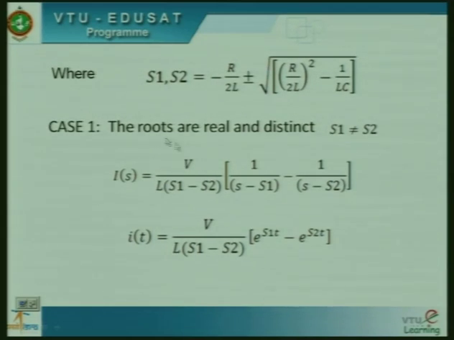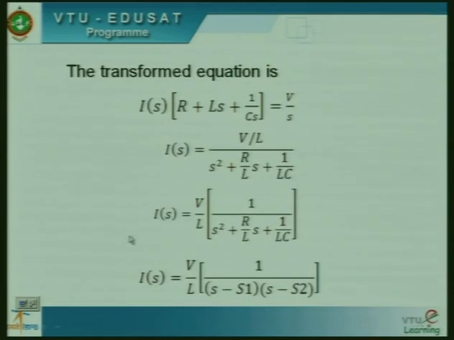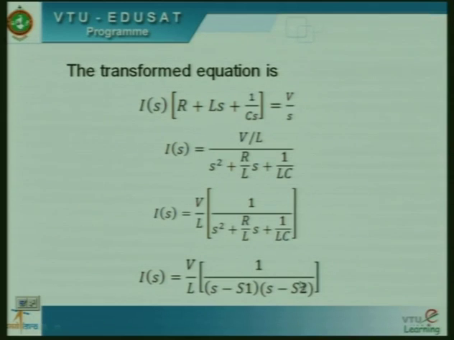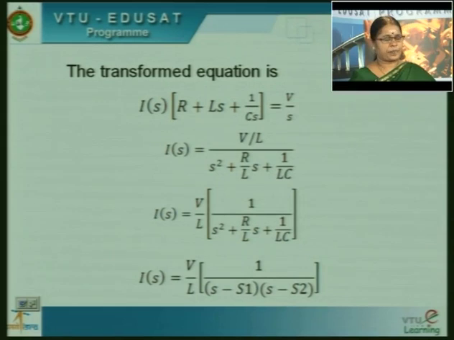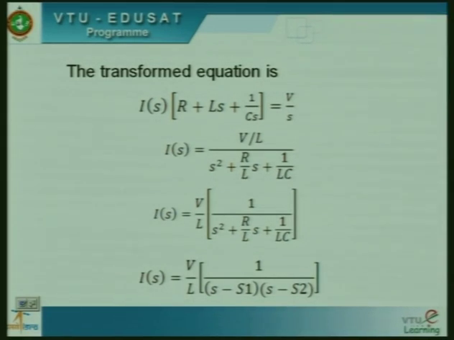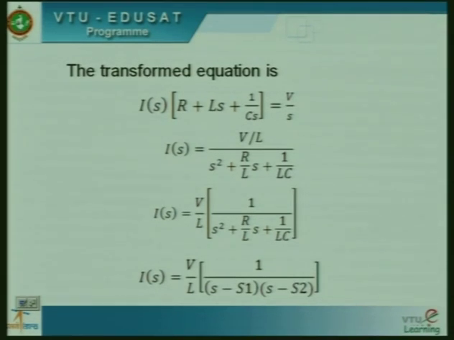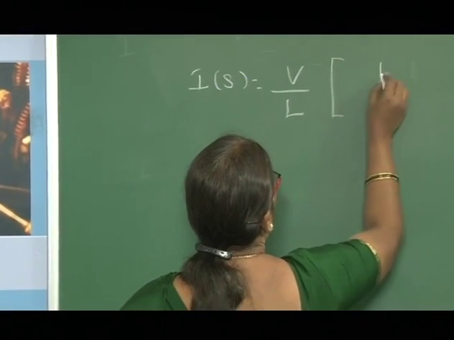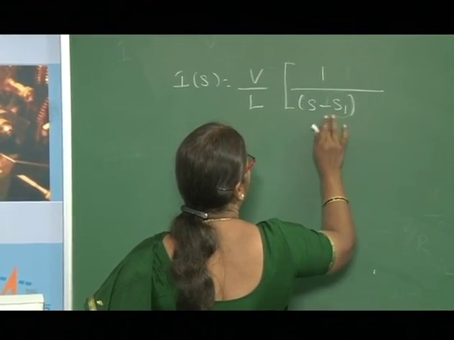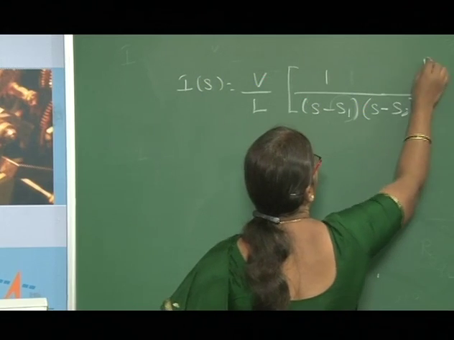If the roots are real and distinct, then the expression for I of s is V by L into 1 by s minus s1 into s minus s2. Even if I do not know the values of s1 and s2, s1 will be a real constant and s2 is another real constant. Let us assume s1 is equal to a and s2 is equal to b. So, I of s is of the form V by L into 1 by s minus s1, where s1 is a real constant, into s minus s2, where s2 is also a real constant.